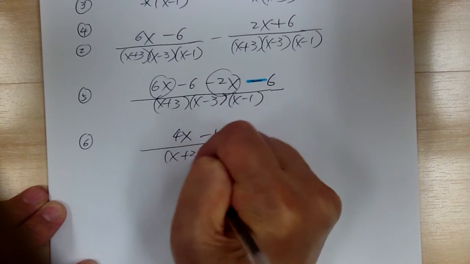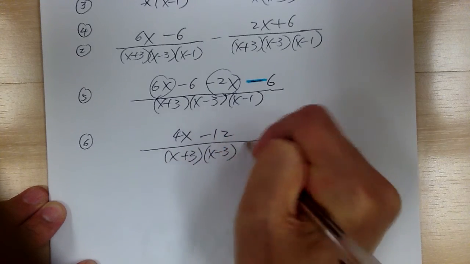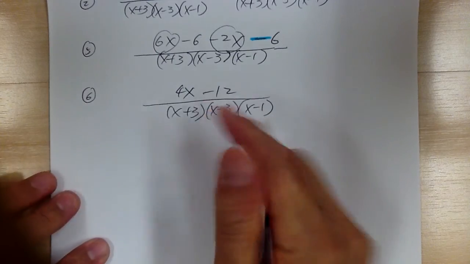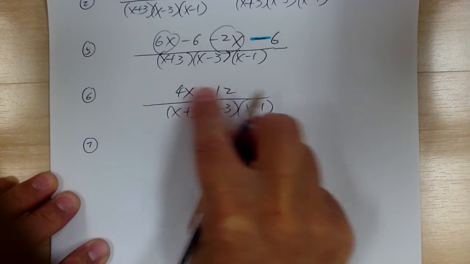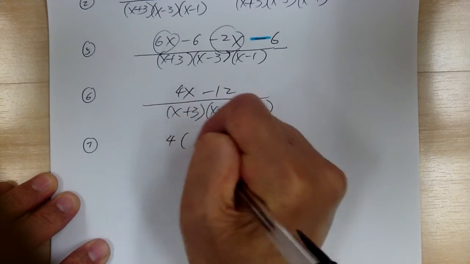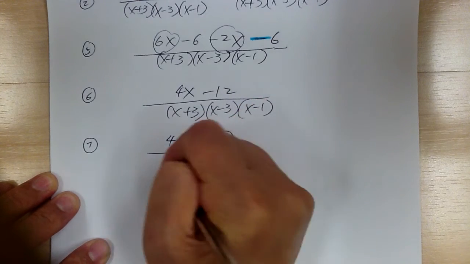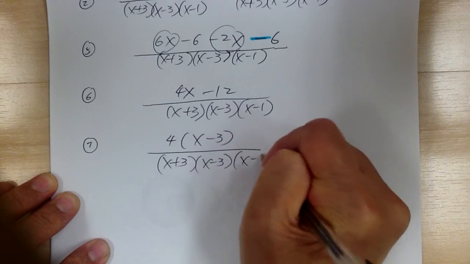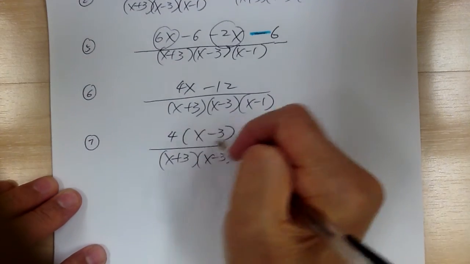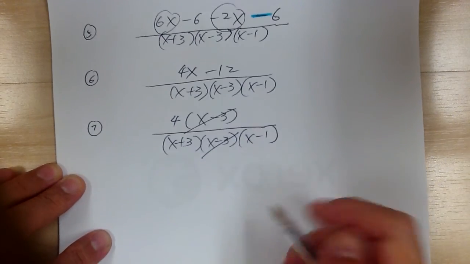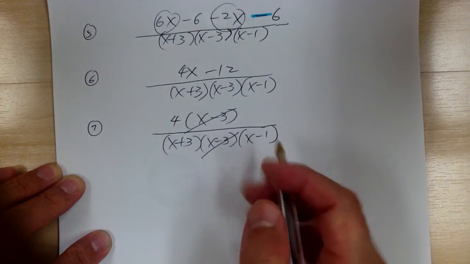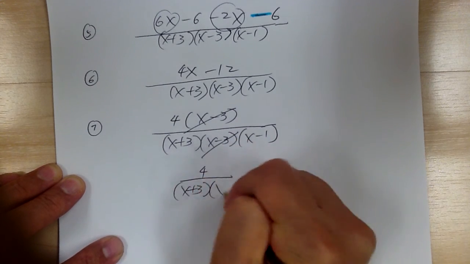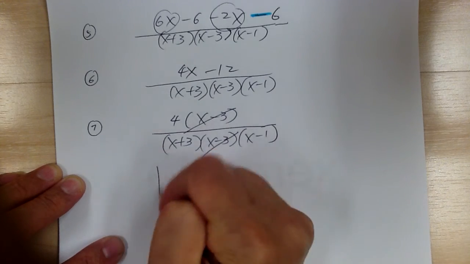You got x plus 3, x minus 3, x minus 1, right? But after you add or subtract, remember step 7, you got to do the factoring. So factor out the 4, you get x minus 3. Then after that, you go and cancel whatever you have the same, and then your final answer would be 4 over x plus 3, x minus 1. Okay, and that's it.